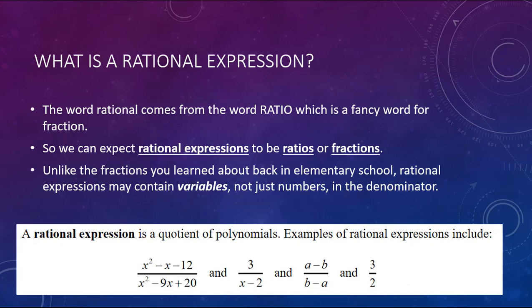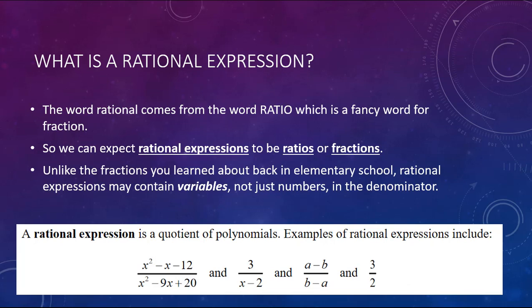Examples of rational expressions include the following. You might take a moment, pause the video, and write these down so you have an idea of all the different types of expressions that qualify as rational expressions. Let's take a minute to look at the last one, 3 over 2. You might be thinking, well, 3 and 2 are both just numbers. There's no variables there. And that's true.